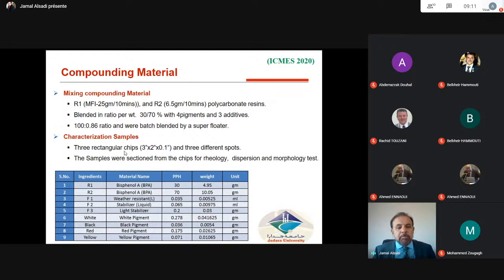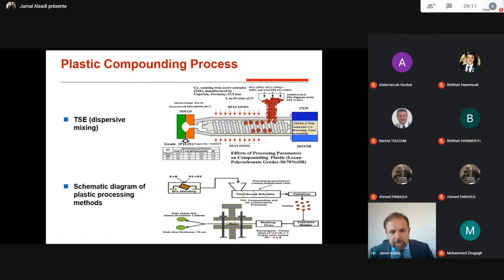And from this sample, we will get thin sections, micrometer sections. We can cut it with a machine to run viscosity, a rheometer run to check viscosity, or for morphology by scanning electron microscopy reading. So this sketch, I did it just to show you the whole schematic diagram of the plastic processing method.